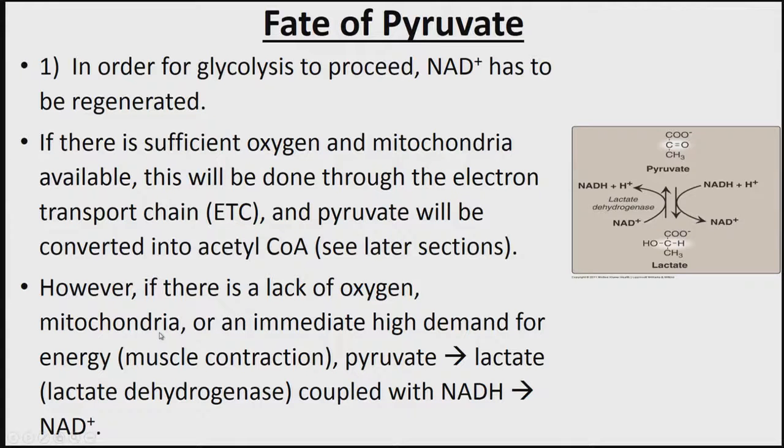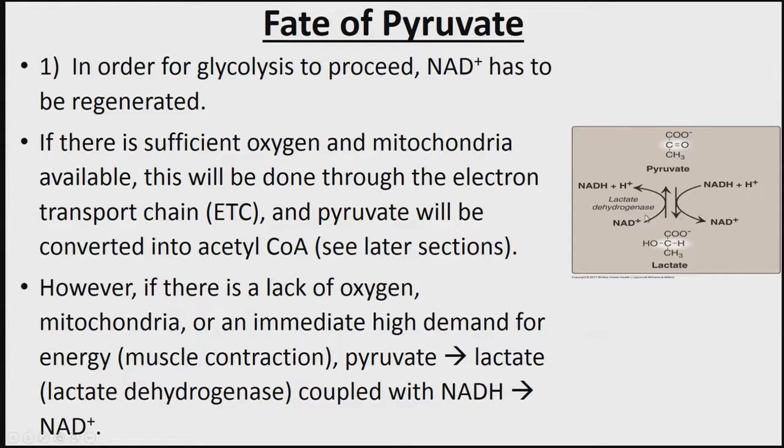However, if you have a lack of oxygen, or you don't have mitochondria, like red blood cells don't have mitochondria, right? Or mature red blood cells at least don't have mitochondria. Or if you have a tissue where you have an immediate high demand for energy, like muscle tissue which is actively exercising, where you need a lot of ATP really quickly, you'll convert pyruvate into lactate.